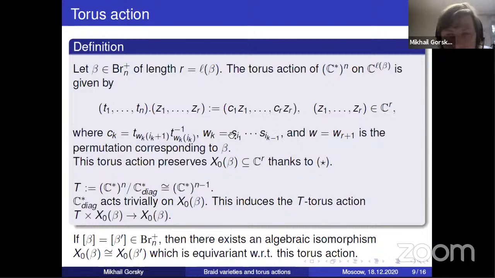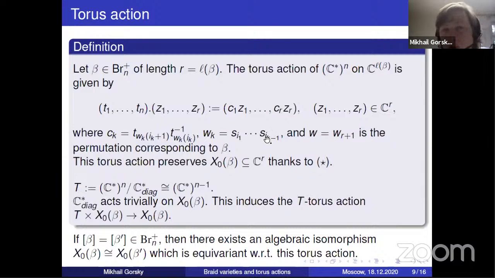And what are the parameters c_i? Well, first of all, you have the word beta, sigma_i1, etc., sigma_ir. You replace these guys by elementary transpositions, s_i1, etc., s_ik minus 1. The last one is just the permutation corresponding to our braid. And so we have a sequence of permutations, and they define our parameters c_k, which are some products of neighbors in some sense inside the array t1, etc., tn, but neighbors with respect to the corresponding permutation. So it's a bit tricky because you see that we do not just take i_k, but we take w_k of i_k.